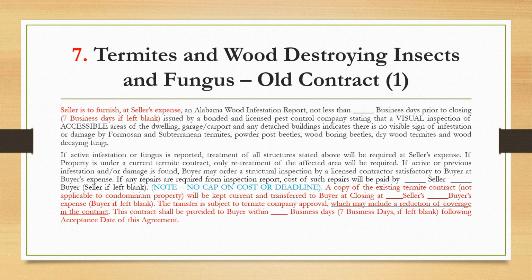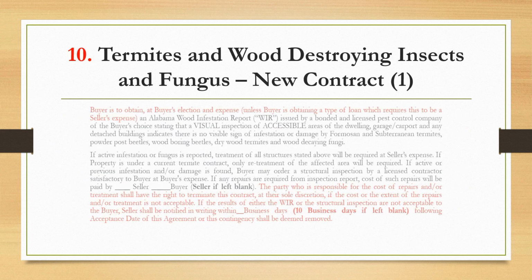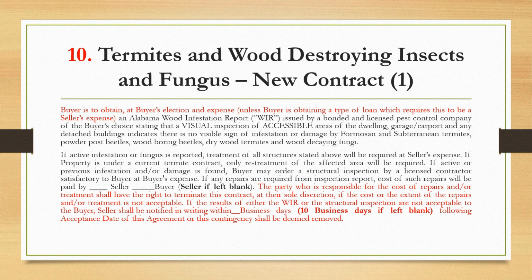So the changes that we've really made are significant. This talks about transference of the existing coverage. Under the new contract, it's now paragraph 10, and it's really going to be a buyer's obligation. We're no longer going to transfer bonds or termite contracts as a matter of typical practice. The buyer is going to obtain, at buyer's election and expense, the wood infestation report.